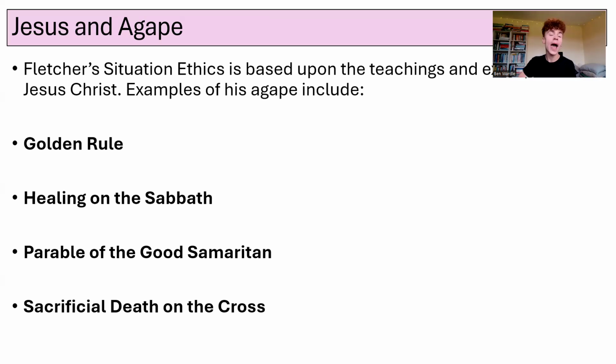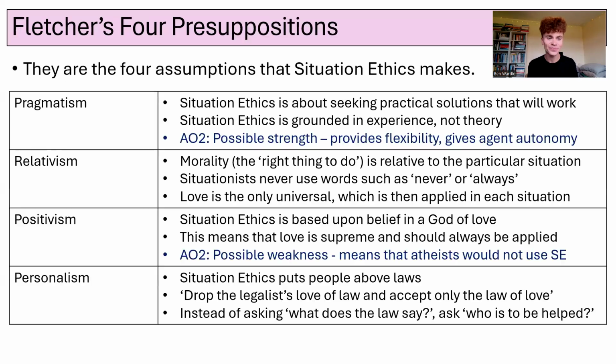We've also got, of course, the famous parable of the Good Samaritan. And then, of course, we've got on Good Friday, his sacrificial death on the cross, which really does exemplify the idea that agape is selfless, because he was prepared to sacrifice himself on the cross so that humans could be forgiven of their sins. So that really does exemplify, doesn't it, how demanding agapeic love is, that you are selflessly doing things to help other people. So that is the foundation for situation ethics. It is the example and teachings of Jesus, and at its core is that agape love that he spoke about and that he exemplified. So let's move on now to the 4 presuppositions, and they are the 4 assumptions that situation ethics makes.